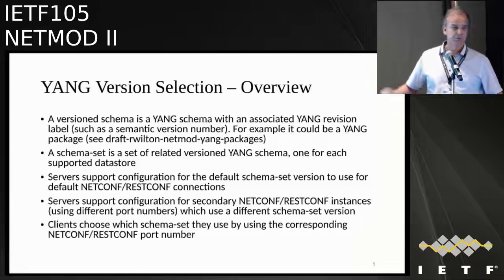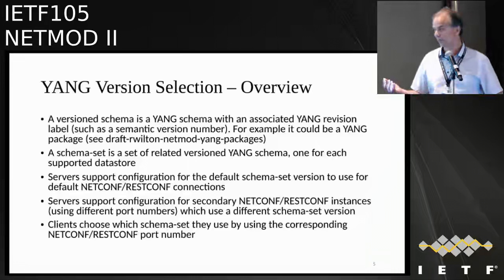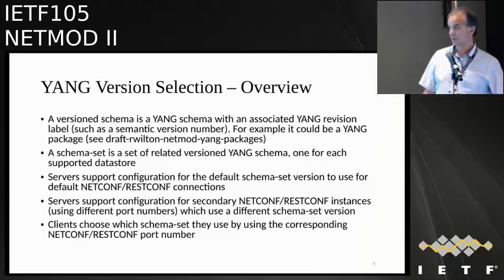Okay, so the overview, which you'll see in the Yang tree next, is a version schema. It's a Yang schema, which Rob was talking about, with an associated Yang revision. That could be the semantic version number in the draft, which will be done soon. And as I said, this could be a Yang package. The schema set is a set of related Yang schema, one per data store. The servers support configuration for the default schema, and also for what we call the secondary and maybe more NETCONF, RESTCONF instances to use different schema. This is done via port number for both NETCONF and RESTCONF. And for RESTCONF, we also support a different root path, root resource, to select which schema to use. This is it for this slide. Next, please.